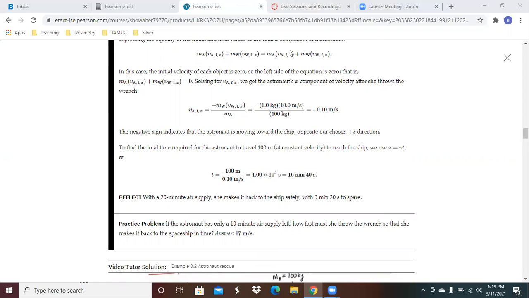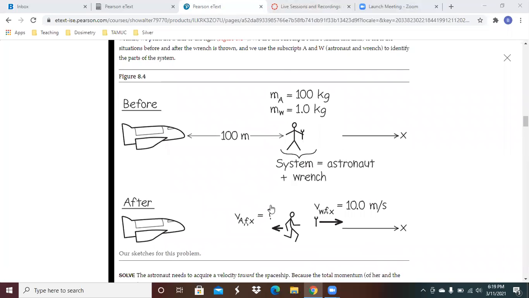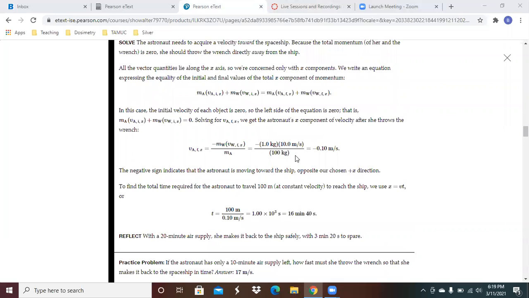So solving for this, because we don't know what the velocity of the astronaut is after the wrench is thrown, and that's what we need to find, we're going to get the astronaut's x component of velocity after the wrench is thrown. We basically take this and this, turn it around, and solve for this, and this is what we get. The mass of the wrench is 1 kilogram, the mass of the astronaut is this, and then the speed at which it's thrown is this. As it turns out, it's 1/10 of a meter per second.